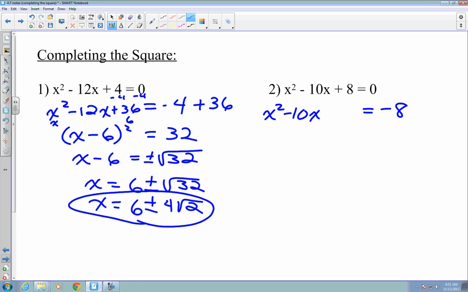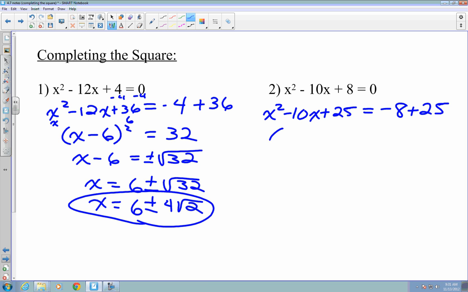Process is half of 10, 5 squared, 25. So I add 25 to both sides, okay? So whatever times your x, take half of it, and then square that. Okay? Half of it, and then square. So you remember that pattern, you'll be okay.